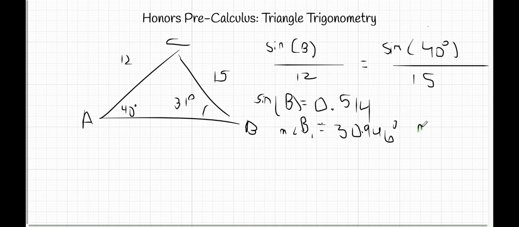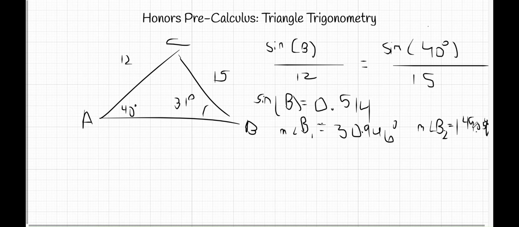For the other one, you would have to do 180 degrees minus this angle here. So that would give you approximately 149.054. And that's the other solution, because remember, sine is positive in both the first and second quadrants, which is why this is the first quadrant answer and this is the second quadrant answer.